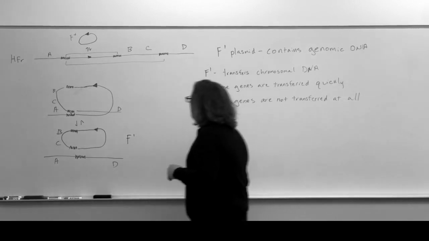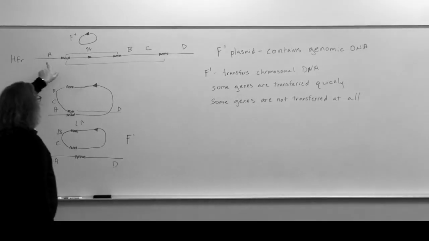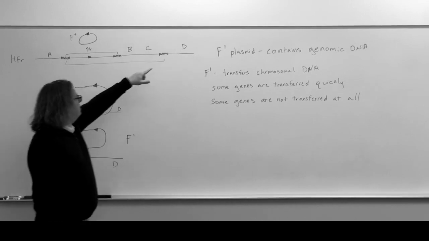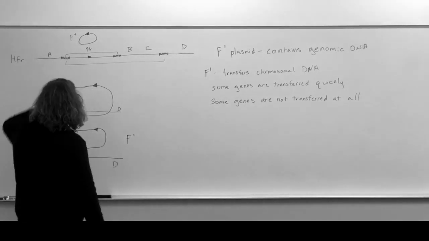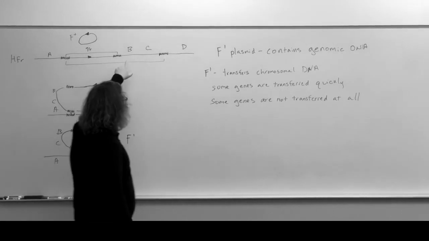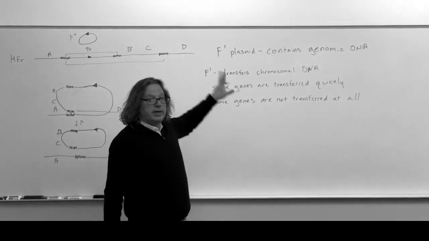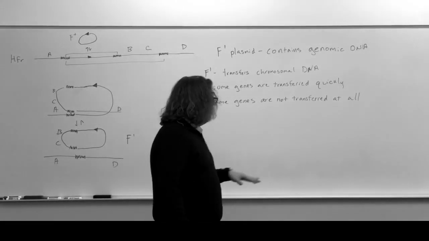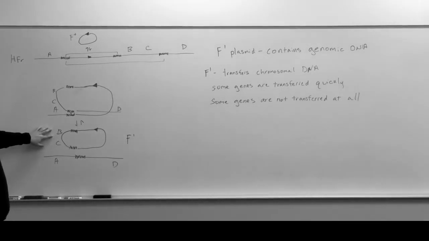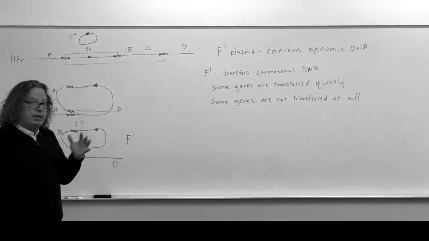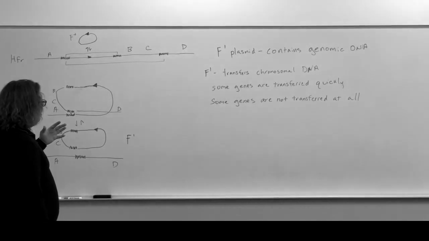So in the HFR strain, we're transferring A, all of the other genes, D, C, and B, all of them go together. Some are transferred early, like A is transferred early, and B and C are transferred very late. In the case of an F prime strain, the genes that are transferred are transferred quickly, but many or most are not transferred at all.